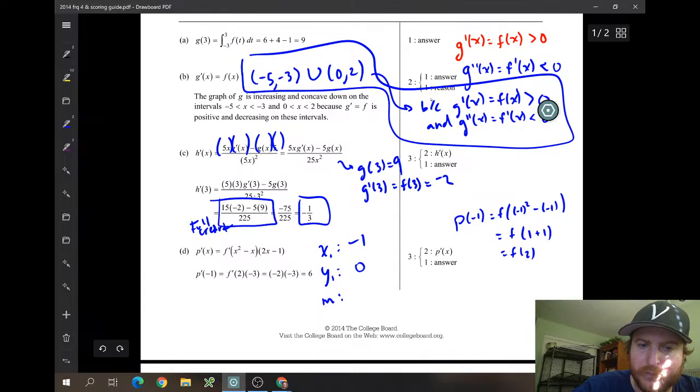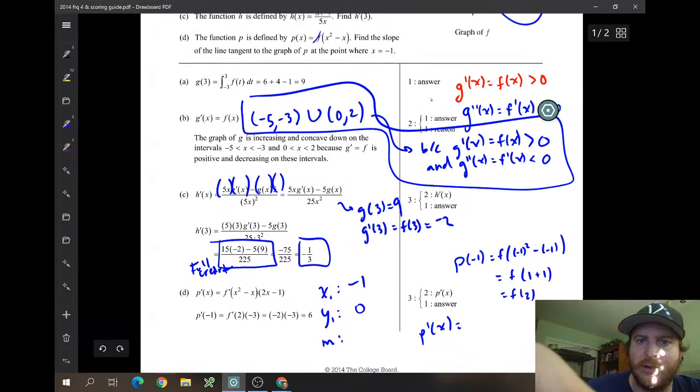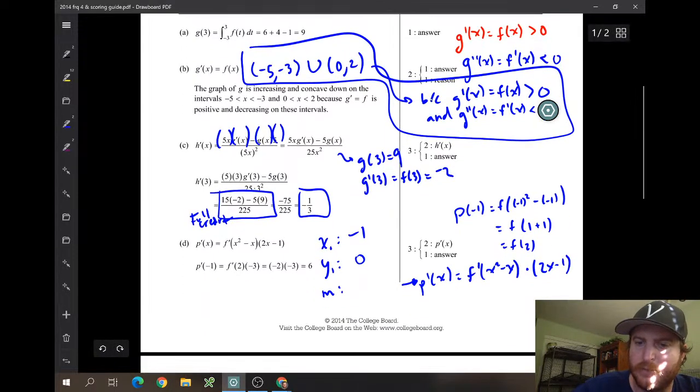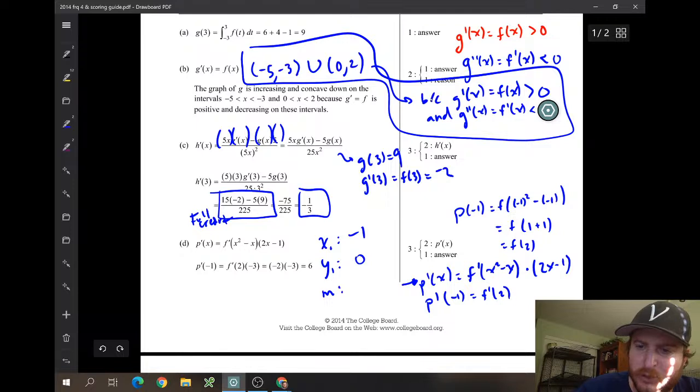And for my m, this is where we do p prime of x, and that's where we're going to have a chain rule. So p prime of x: the outside is the f, so f prime of x squared minus x, times, and then chain rule would be 2x minus 1. Make sure to put that in parentheses. They give you 2 points just for the derivative, for the chain rule. And then p prime of negative 1 is f prime of 2 times 2 times negative 1 is negative 2, minus 1 is negative 3.